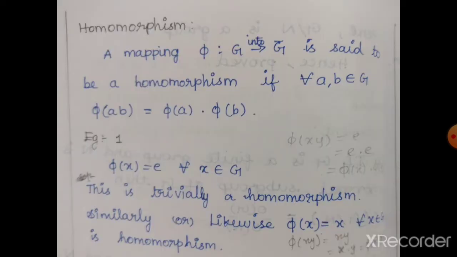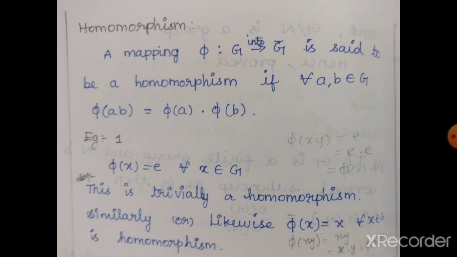First we have to come with the definition of homomorphism. A mapping phi from G into G bar is said to be a homomorphism if for every a, b belongs to G, phi of ab is equal to phi of a into phi of b. Here phi is a homomorphism, means we can separate phi of ab as phi of a into phi of b. For homomorphism we are going to see the examples.